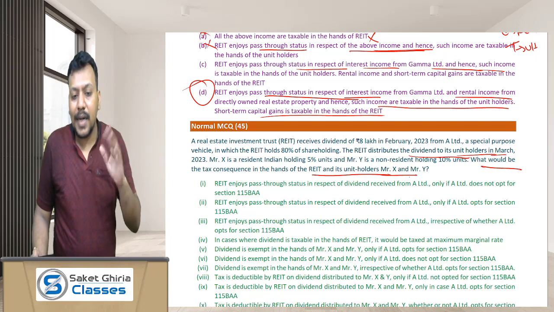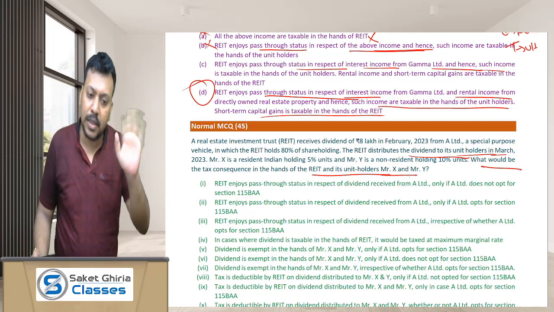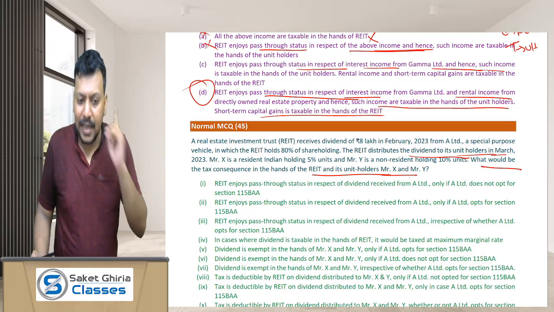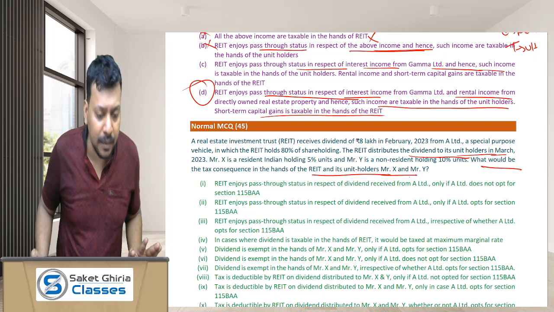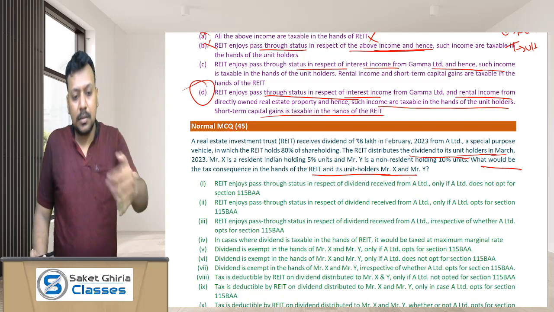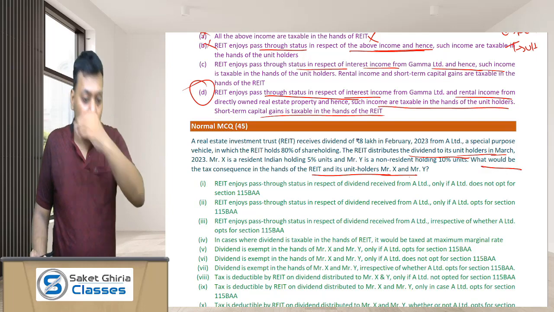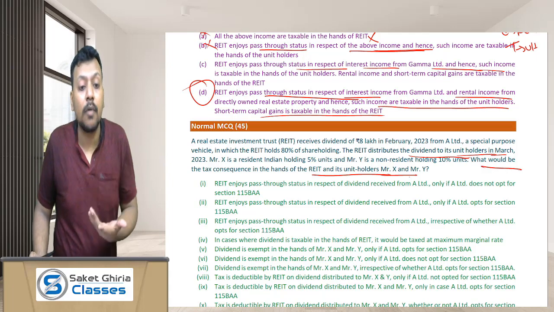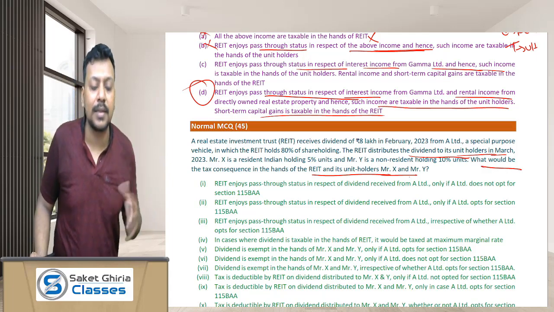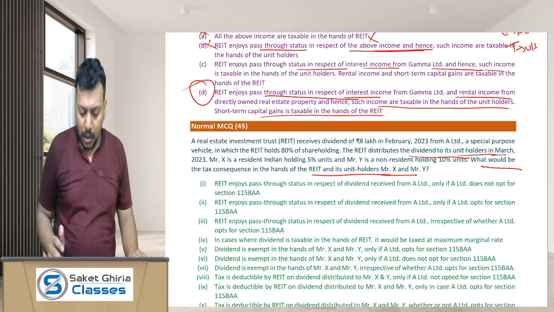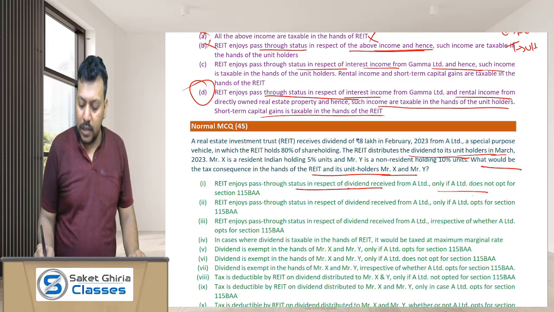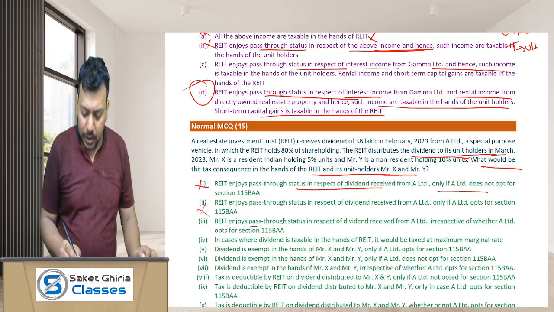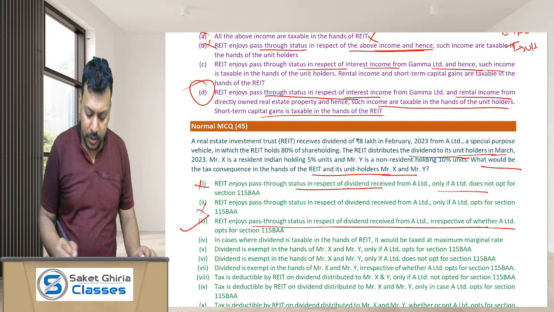Dear, that income is unconditionally exempt in the hands of REIT. That income is exempt in the hands of X and Y if A Limited has not opted for 115BAA. TDS will have to be made by REIT on payment of the dividend income to X and Y if A Limited has opted for 115BAA, because only in that case that income would be taxable in the hands of the unit holders. So REIT enjoys unconditional pass-through status. So the correct option is that REIT enjoys it irrespective of that. So point 3 is correct.